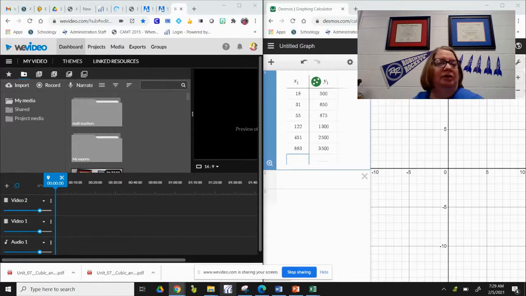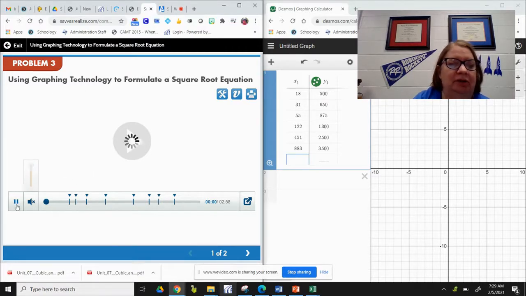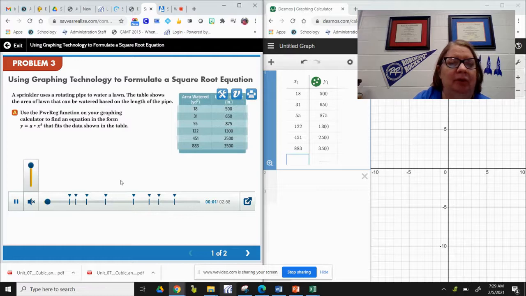Today we're going to look at formulating square root equations using your graphing technology. It's similar to what we've done before with Desmos. I think this will be really easy for you. So we're going to look right here at this little example, okay?